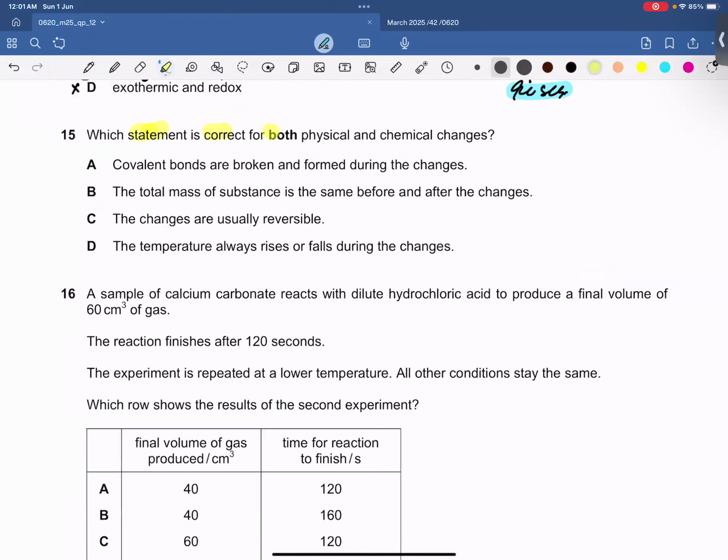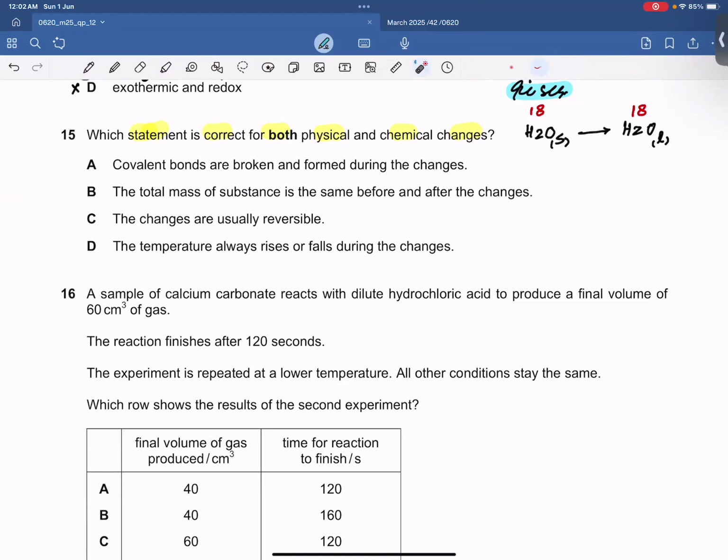My God, question number 15 is my favorite question. Which statement is correct for both physical and chemical change? Let me give you an example here. For physical change, this is ice. It is solid at room temperature and pressure. On melting, it will turn to water, which is liquid. Look at this. The MR of H2O in ice is 18. The MR of water is 18.